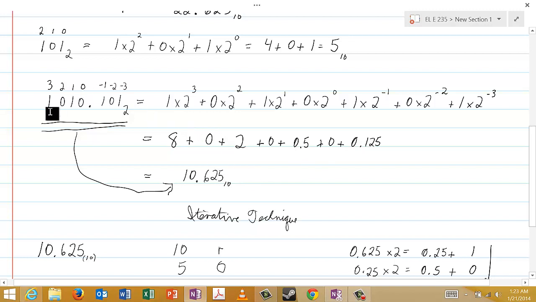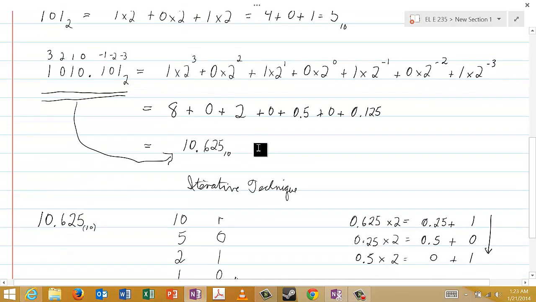So we conclude that this binary number 1010.101 base 2 is equal to the decimal number 10.625 base 10. So that concludes our discussion of converting binary numbers to decimal numbers, and now we want to go the other way around, learn how to convert a decimal number to a binary number. So we'll start with something that we have just calculated, but in the opposite direction. Let's suppose that somebody asks us what 10.625 base 10 is equal to when we go to binary.